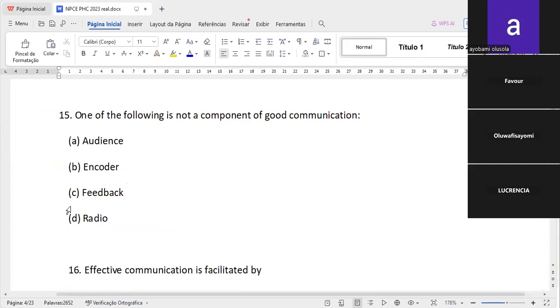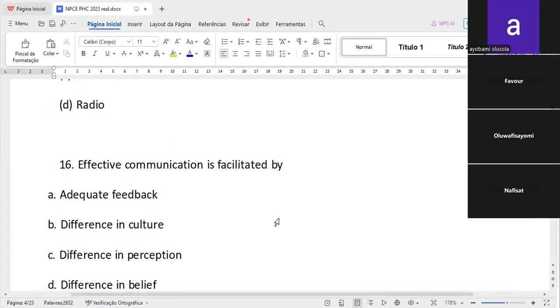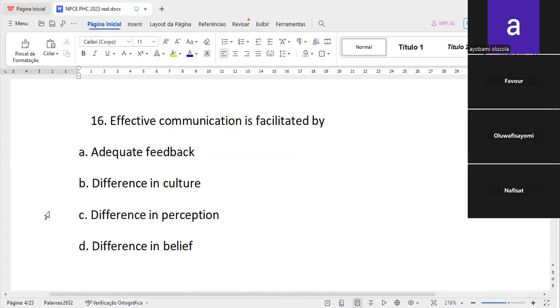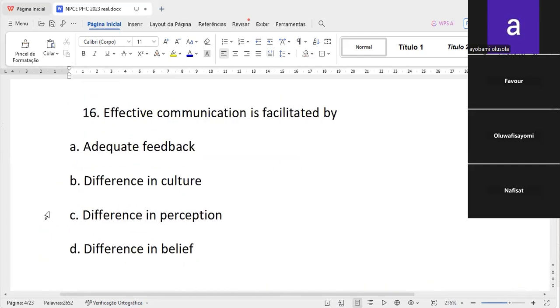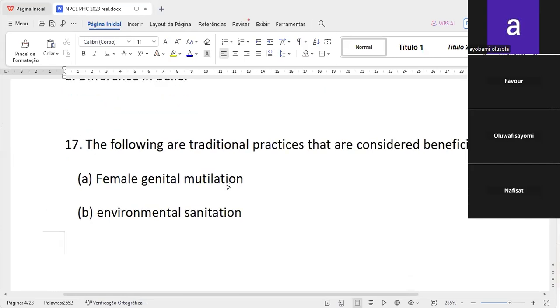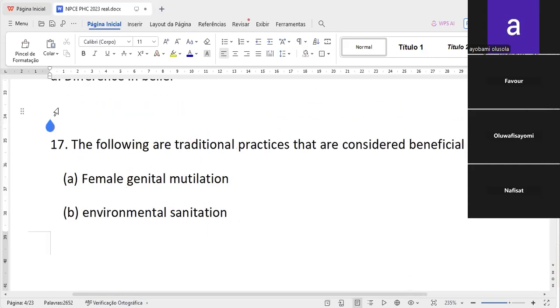None of the following is a component of good communication: radio. Correct. Effective communication is facilitated by adequate feedback. Correct, A. Question 17. Let me take you to the next page.